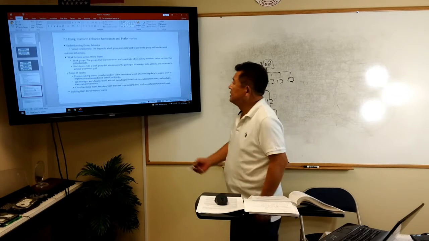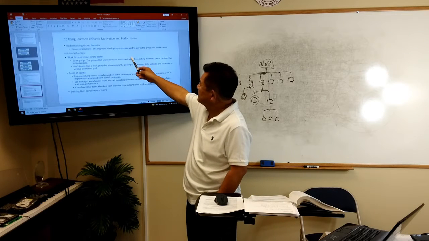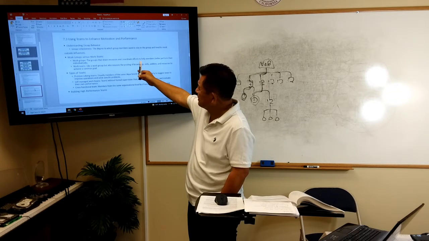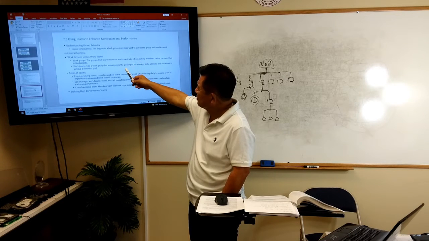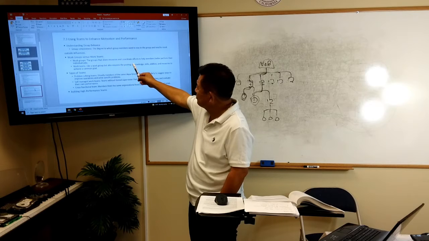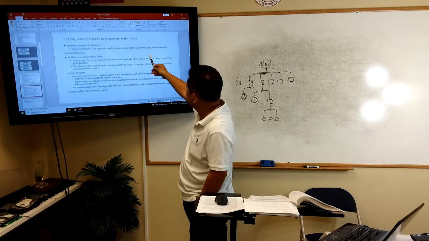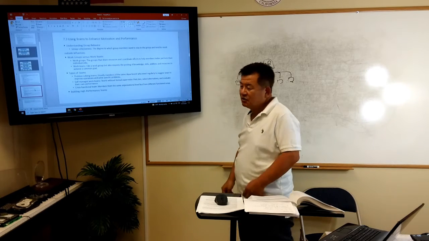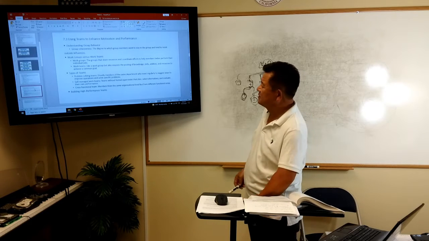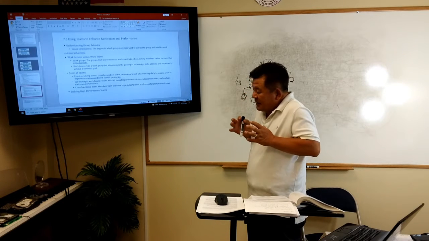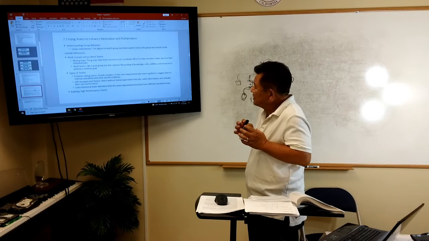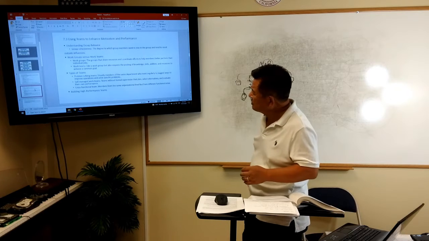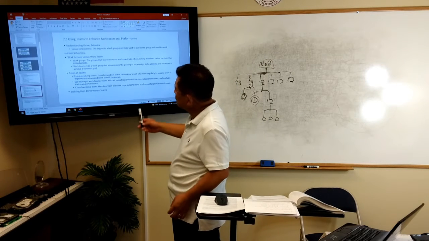Okay. 7.3 is using teams to enhance motivation and performance. Team-based structure. So understanding group behavior. What's the meaning? Group cohesiveness means the degree to which group members want to stay in the group and tend to resist outside influence. So group cohesiveness means the density of the group members who want to stay there. I don't want to leave. I want to stay there. This is group cohesiveness.